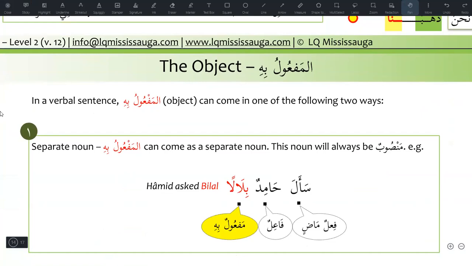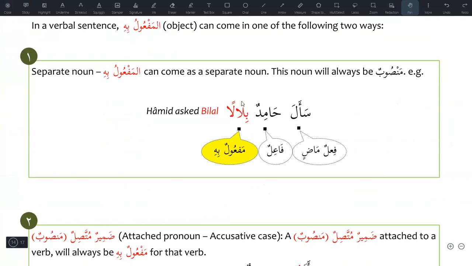Then object, in a verbal sentence. In a verbal sentence, al-maf'ul bihi, the object, can come in one of these following 2 ways. First way, as a separate noun. Al-maf'ul bihi can come as a separate noun. This noun will always be mansub.